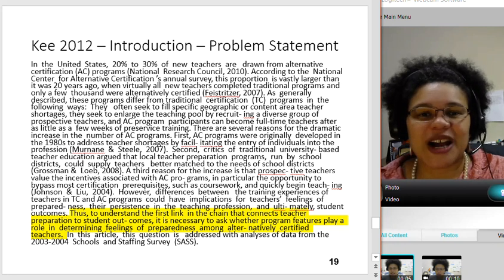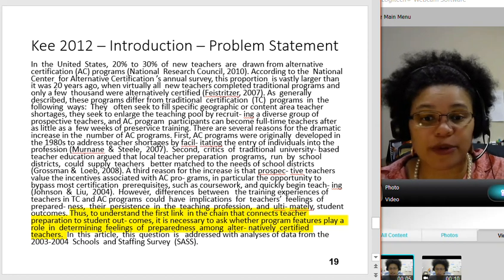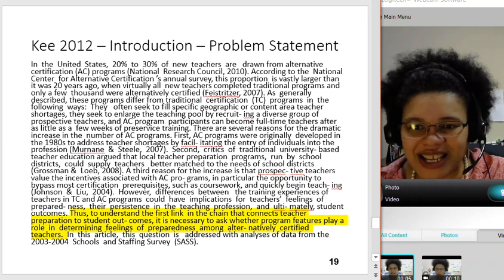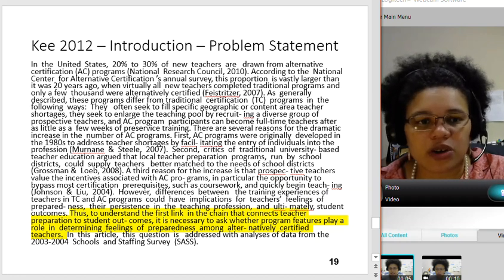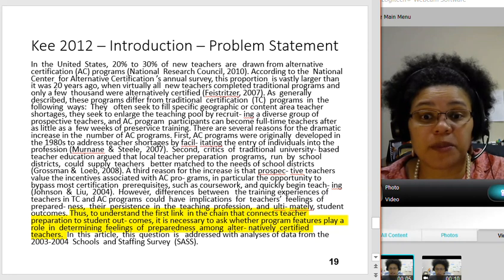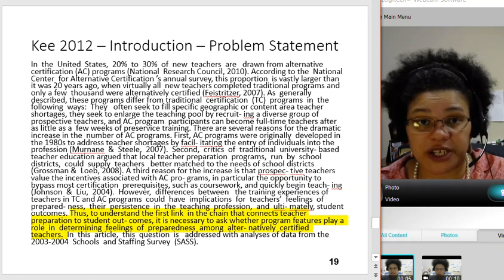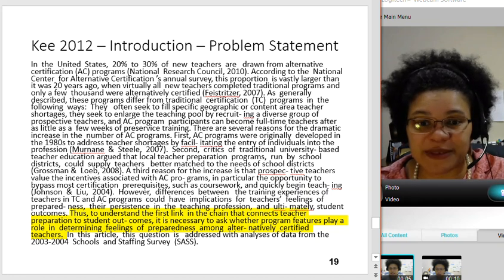Okay. So I write, thus to understand the first link in the chain that connects teacher preparation to student outcomes, it is necessary to ask whether program features play a role in determining feelings of preparedness among alternatively certified teachers. So what I'm saying is that there's a gap. We know that traditional and alternative certification programs are different. For example, the number of courses may be different. The length of practice teaching may be different. Those were my main variables.